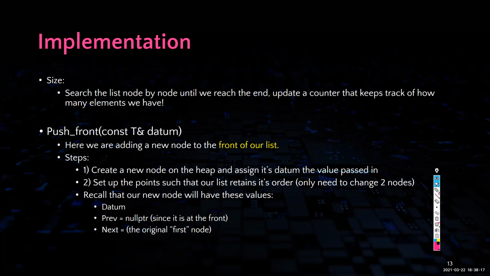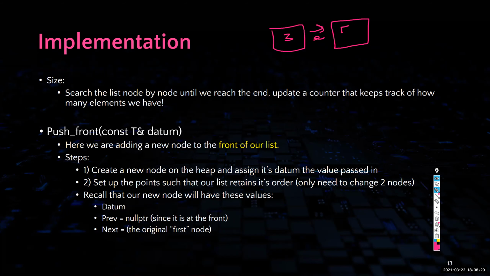So push front is going to be one of our first difficult functions, I'd say. What we're doing here is, let's say I have a linked list of size 2, 3 and 5. So 3 is going to be our first pointer, and 5 is going to be our last pointer. We could have as many nodes as we want, but for this example we'll just work with 2.